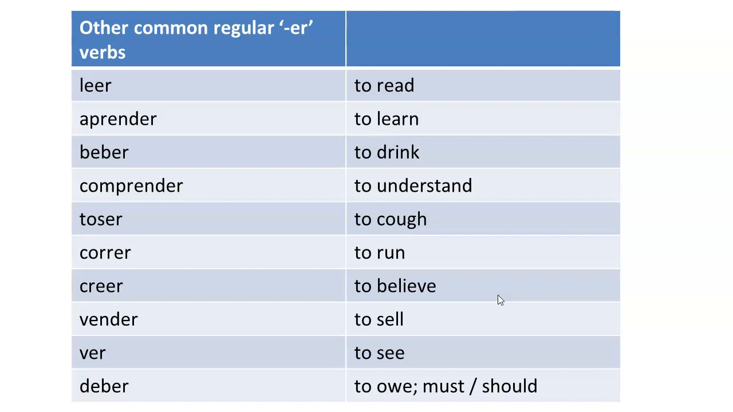Aprender, to learn, I learn, yo aprendo. He learns, él aprende. We learn, nosotros aprendemos. They learn, ellos aprenden. Beber, to drink, I drink, yo bebo. You drink, the informal one, tú bebes. We drink, bebemos. Comprender, I understand, yo comprendo. He understands, él comprende. She understands, ella comprende. And so forth and so on. So now that you know how to do this, you can conjugate all of these verbs in the present tense, and you can begin expressing many different ideas.